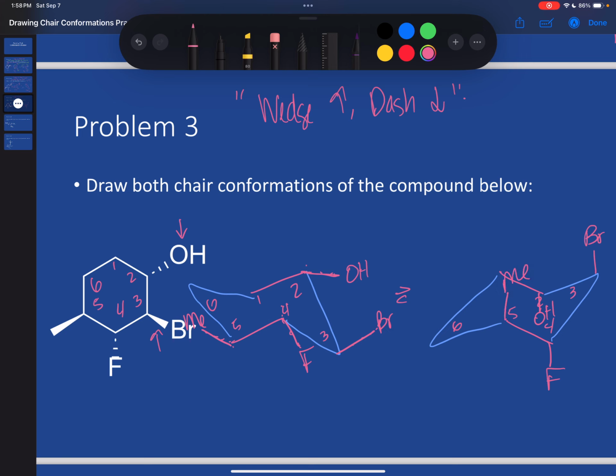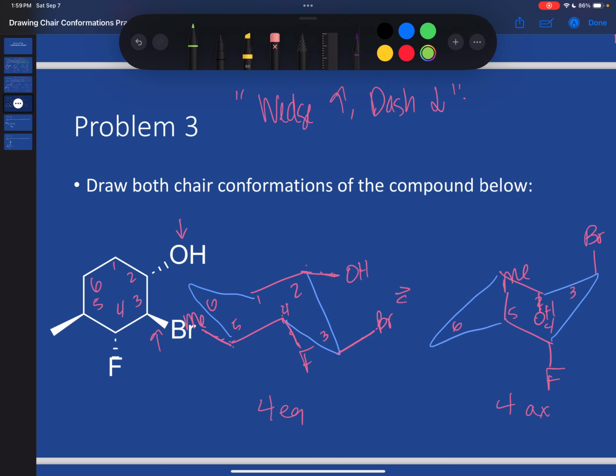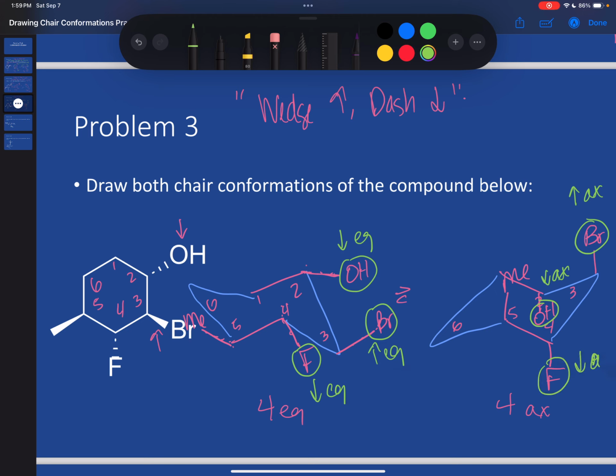So let's check this. All right, so I see I have 4 equatorial and 4 axial. That looks good so far. Let's check our direction and positions on each substituent. For 2, I started as down, and I'm equatorial. I'm still down, but I'm axial. Here, I am up, equatorial. Here, I am up, but axial. Here, I am down, equatorial. Here, I am down as axial. And then my methyl is up equatorial, and here it is up axial.